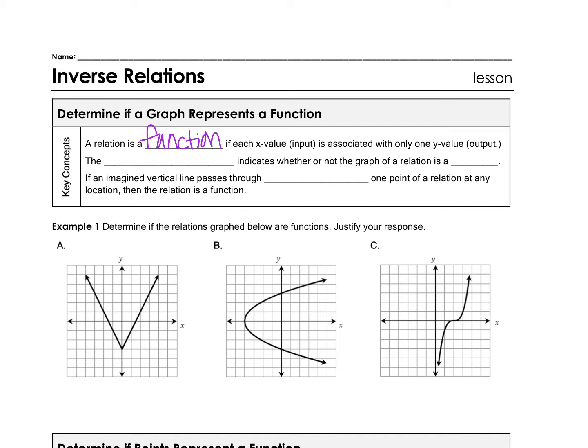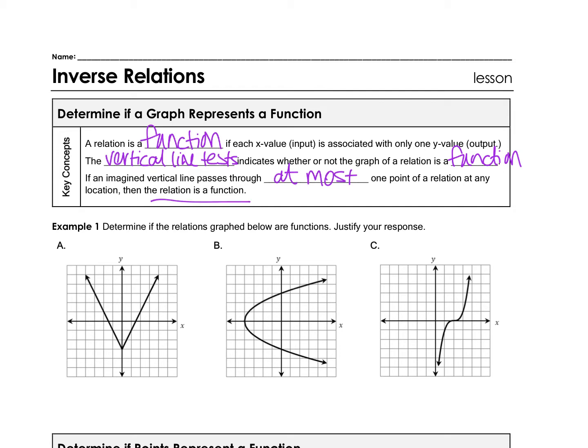So the blank indicates whether or not the graph of a relation is a blank. So the vertical line test, or pencil test, if you've heard it that way, indicates whether or not the graph of a relation is a function. So the next part, if an imagined vertical line passes through at most one point, so it can only pass through one point if it passes through a point of a relation at any location, then that is considered a function.